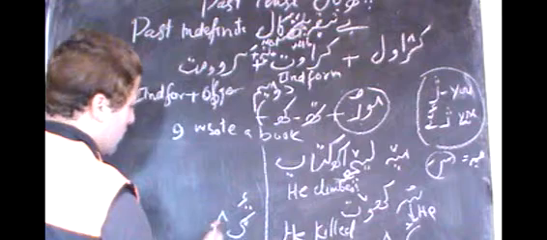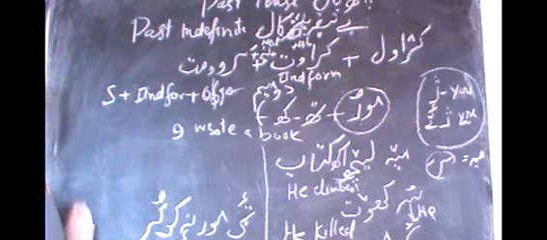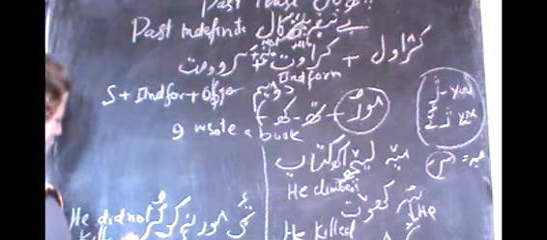Now how can you make negative sentences? We have to add this verb, and then we have to use na, that means not, and then we have to use kromut, like tem more na kokur, he did not kill.